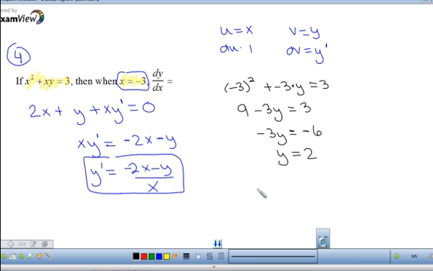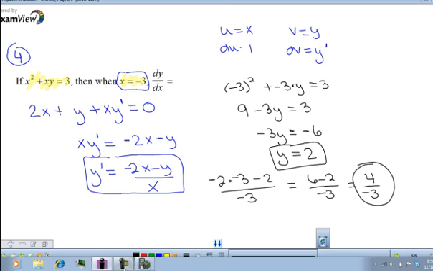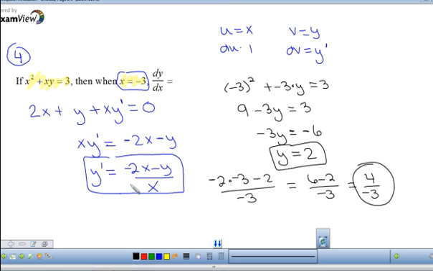Okay, so now I'm going to substitute those into my derivative. We're going to have negative 2 times negative 3 minus 2, all over negative 3. That's 6 minus 2. So my derivative when x equals negative 3 is 4 over negative 3.